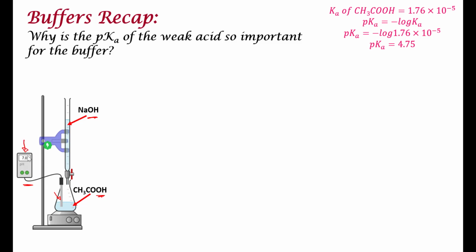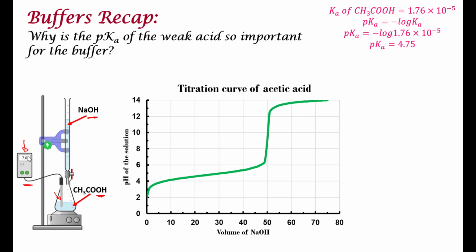The pH meter is going to keep recording the pH value right over here. And as it does this, I'm going to plot a graph with the volume of NaOH on the x-axis and the pH of the solution on the y-axis. If I plot this graph, you're going to see this green line pop out. This line indicates how the pH is changing as we add more and more NaOH.